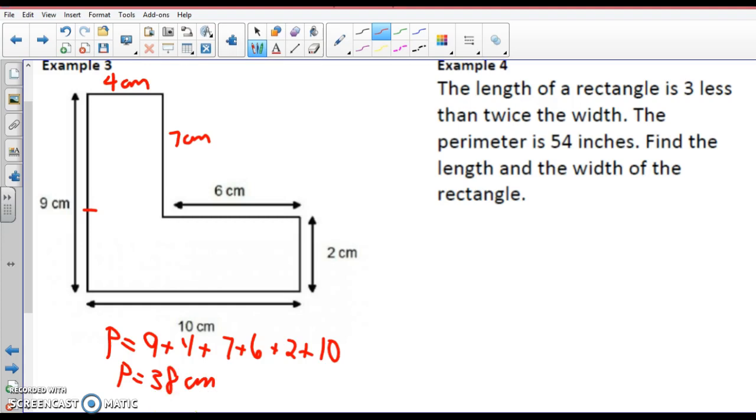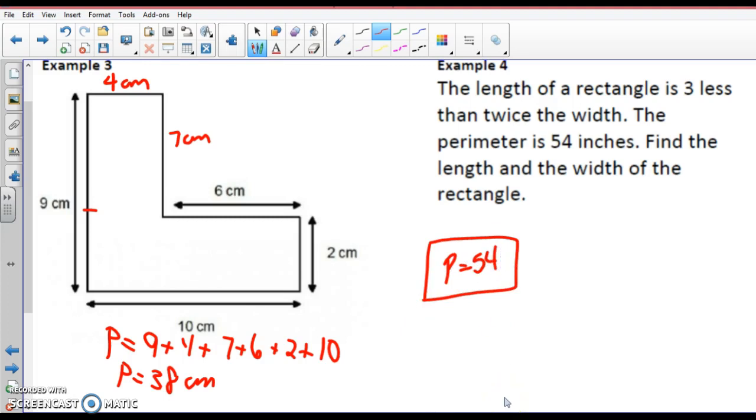Okay. Number 4, it says the length of a rectangle is 3 less than twice the width. The perimeter is 54 inches. Find the length and the width. Well, we got to draw a rectangle. It said the perimeter is 54, so I'm going to write that in the inside.